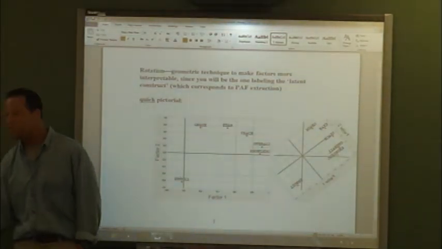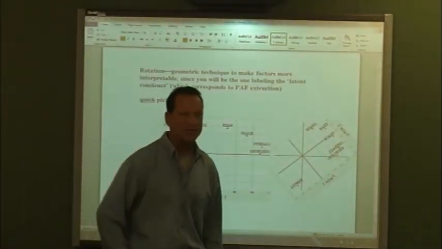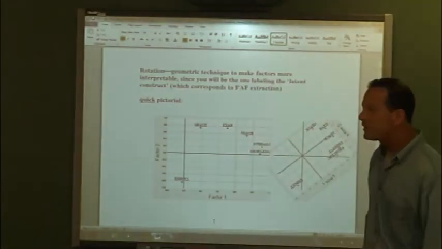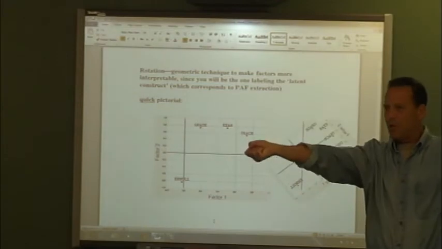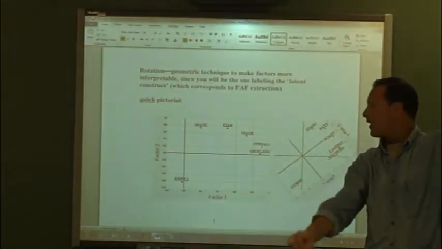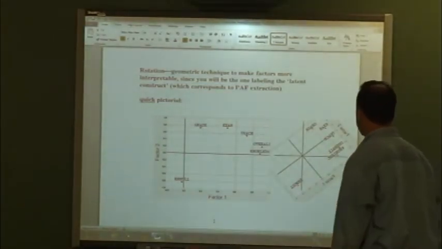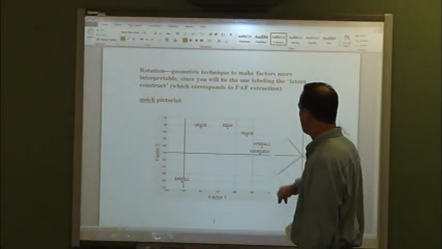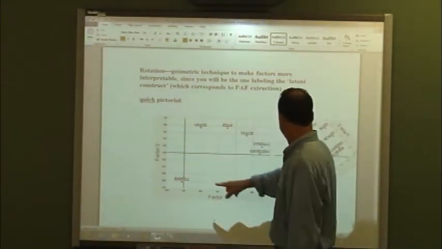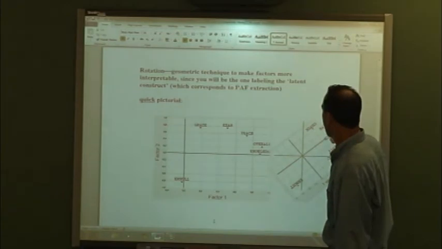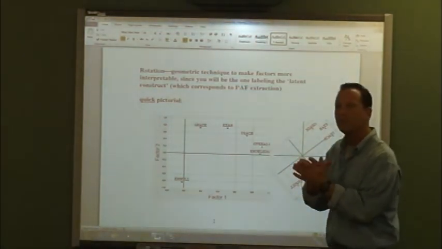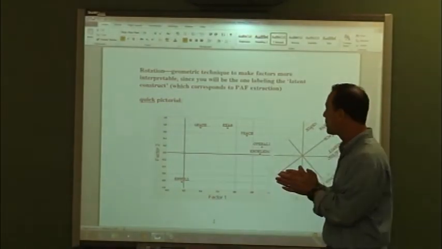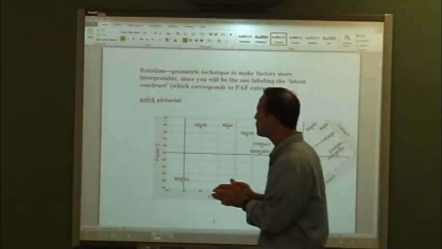Rotation is a geometric technique to make the factors, as I said, more interpretable. You literally are grabbing these vertices, right, and rotating them. Which means, initially, I have these items all over the place. Then if I rotate it, the items will get closer to the vertex, and soon you're going to see the factor loadings that are produced will be much more interpretable.